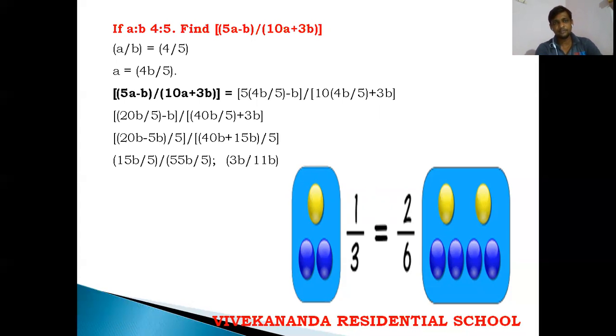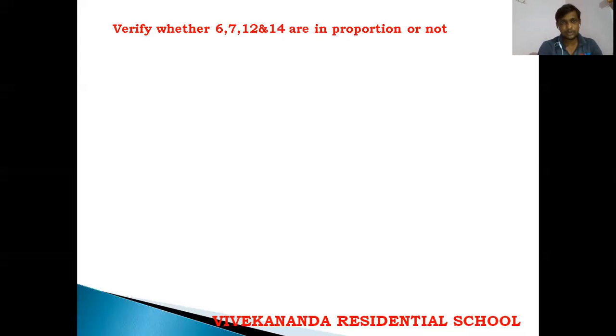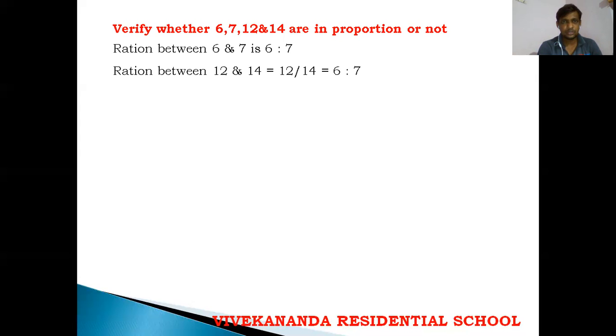5 will be cancelled, then 15B by 55B. Then 5 3s are 15, 5 11s are 55. Then the value will be 3 by 11. That is equal to 3 is to 11. Now in the same way, verify whether 6, 7, 12, 14 are in proportion or not. So here, ratio between 6 and 7 is 6 by 7, and ratio between 12 and 14 is 12 by 14, which is 6 is to 7. So both are same. Hence, they are in proportion.